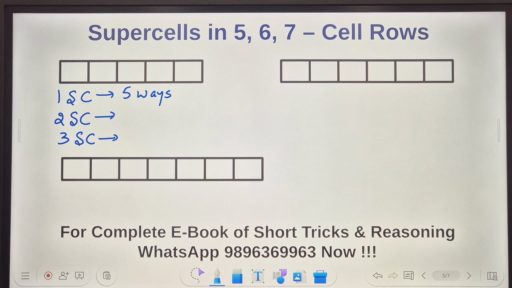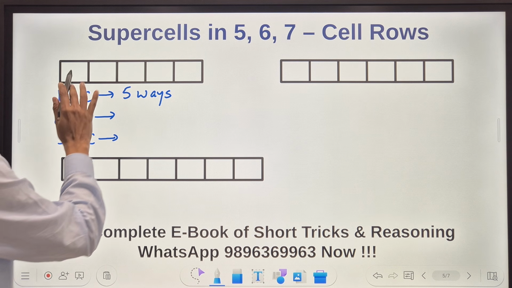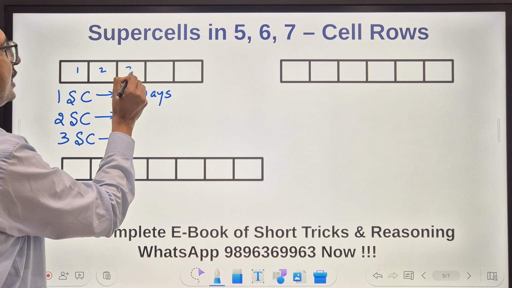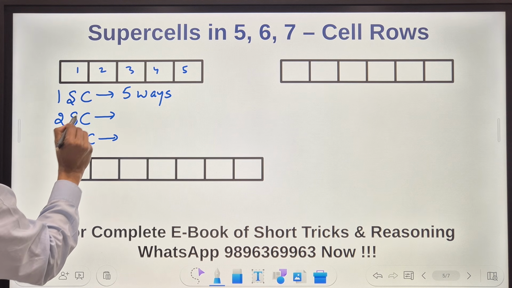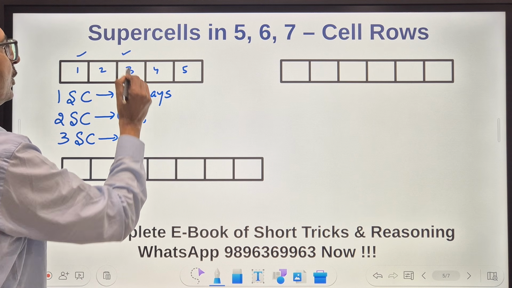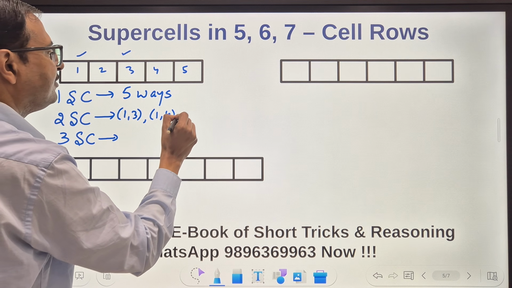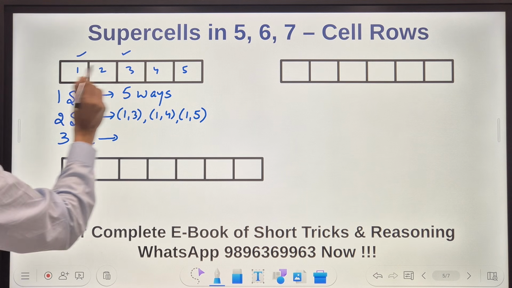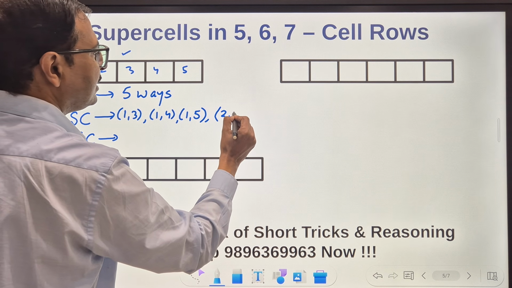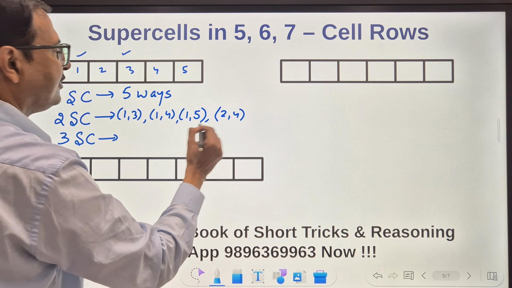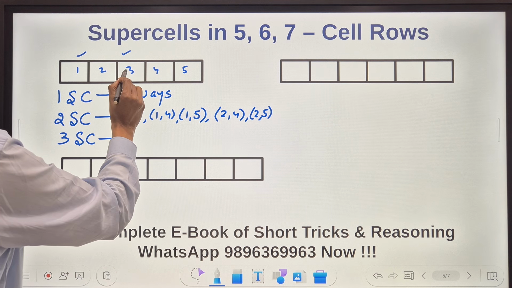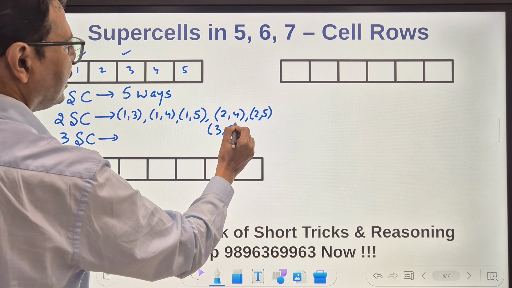Likewise, if I want to get 2 supercells, now let us see the combinations. I am numbering the cells: 1, 2, 3, 4, 5. So if I want 2 supercells, I can have 1 and 3 as one combination. How about 1 and 4, 1 and 5? These are all combinations with 1 as one of the cells. Then 2 and 4 can be supercells. Then 2 and 5, that can be another possibility. And we are left with one more, 3 and 5. That is the last combination.